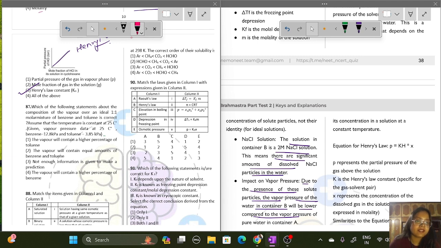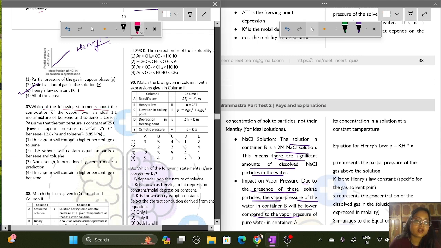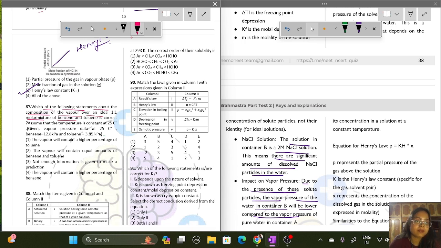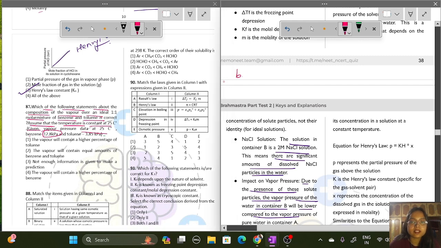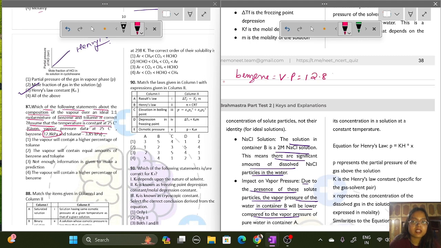In question number 87, it is written: which of the following statements about the composition of vapor over an ideal 1:1 molar mixture of benzene and toluene is correct? Assume that the temperature is constant at 25 degrees Celsius and the vapor pressure is given. For benzene, the vapor pressure is 12.8 kilopascal, and for toluene it is 3.85 kilopascal. Now we have to find out which statement is true.